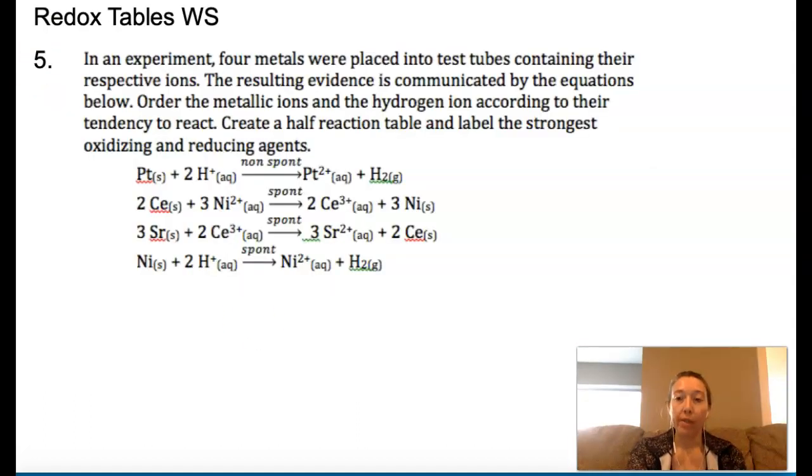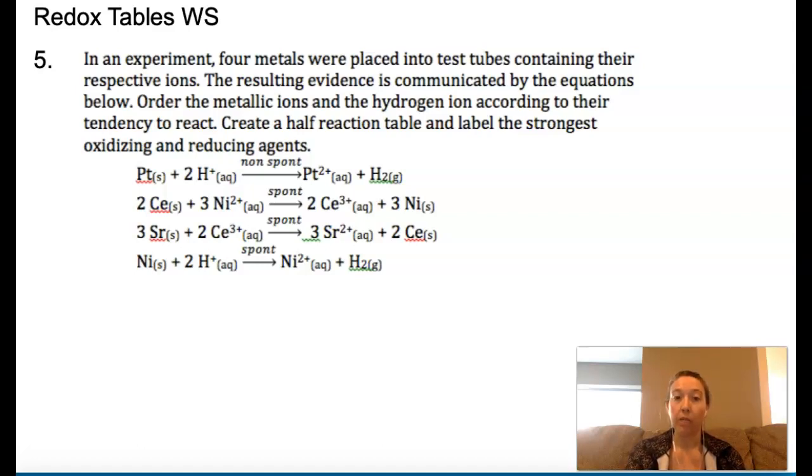Okay, so this question is on the redox tables worksheet. It is question number 5. When we read this question, it says, in an experiment, 4 metals were placed into test tubes containing their respective ions. The resulting evidence is communicated by the equations below. Order the metallic ions and the hydrogen ion according to their tendency to react. Create a half reaction table and label the strongest oxidizing and reducing agent.